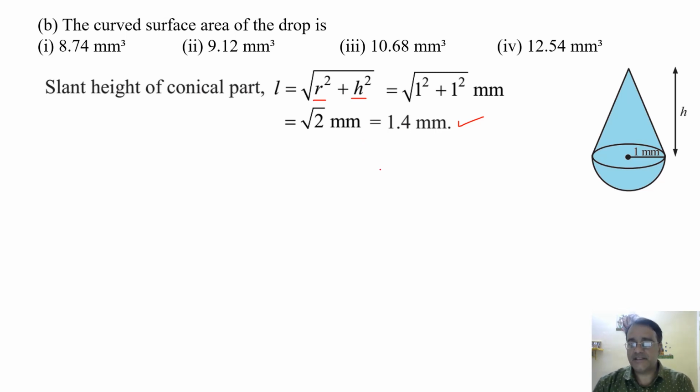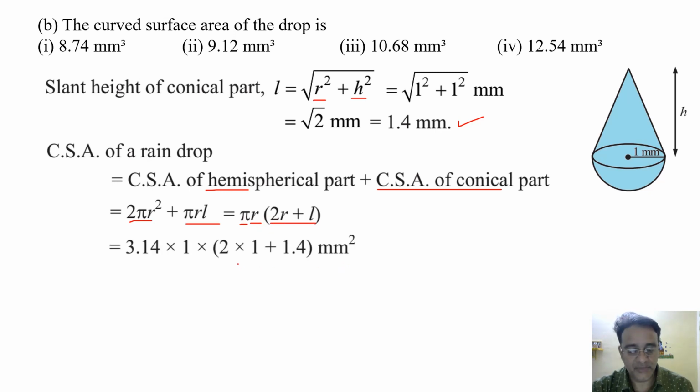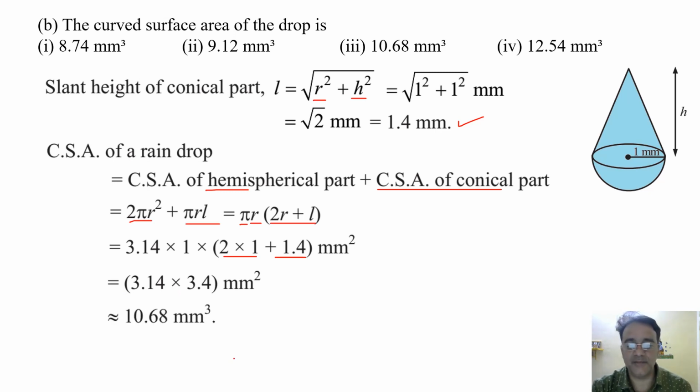Now CSA of raindrop will be equal to CSA of cone plus CSA of hemisphere. The CSA of a hemisphere is 2 pi r square and CSA of conical part is pi r l. In both of these we can take pi r common, so we'll take pi r common, so 2r plus l will be left over. So 3.14 into 1 into 2 into 1 plus 1.4, right? So here we get 2 and 1.4, means 3.4, into 3.14. So if you multiply, we'll get approximately 10.68 millimeter cube. So the correct option is the third one, right?